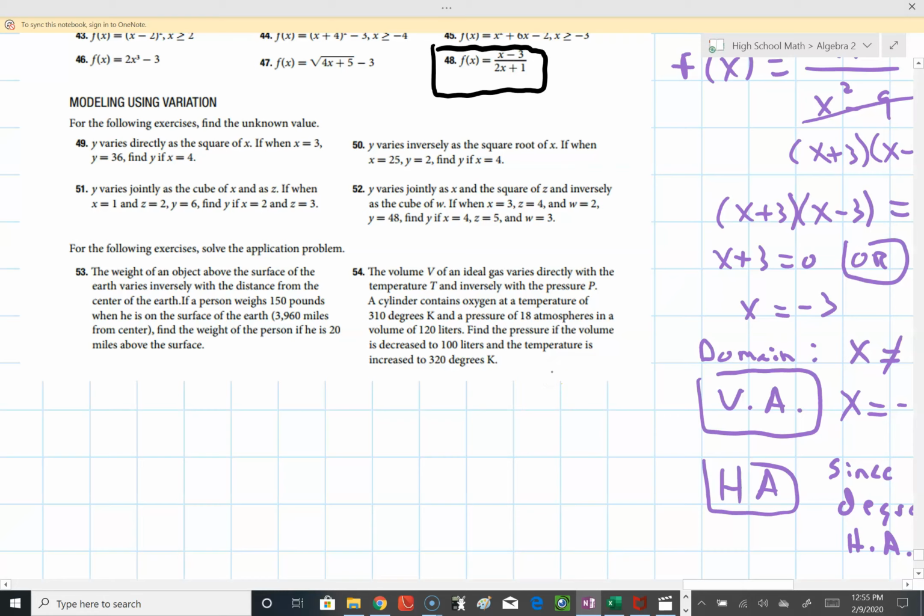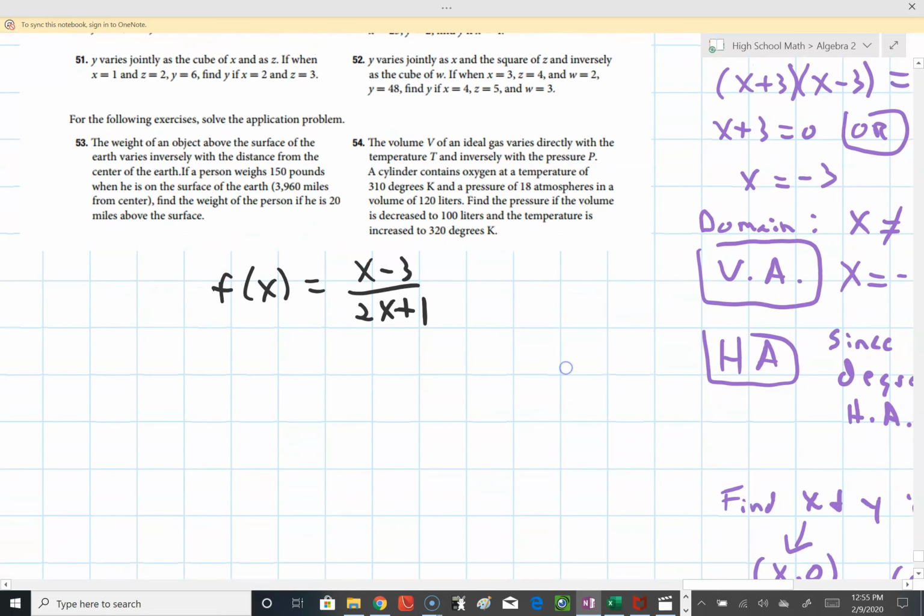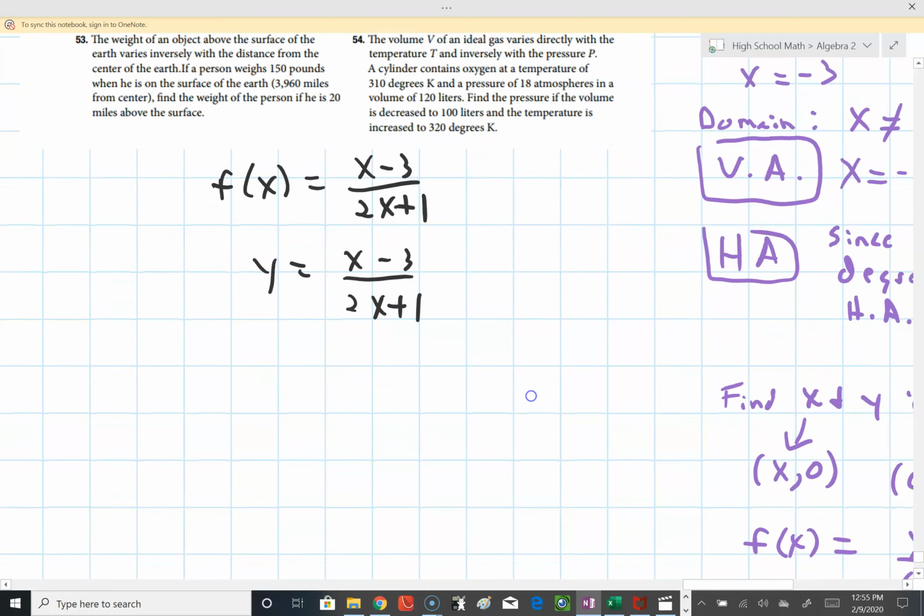Okay, so we have f of x is equal to (x minus 3) over (2x plus 1). All right, so changing f of x to y. And now exchanging the y and the x. The inverse is the reverse mapping, so we're just going to simply switch the x's and the y's. Y will become x, and x will become y.